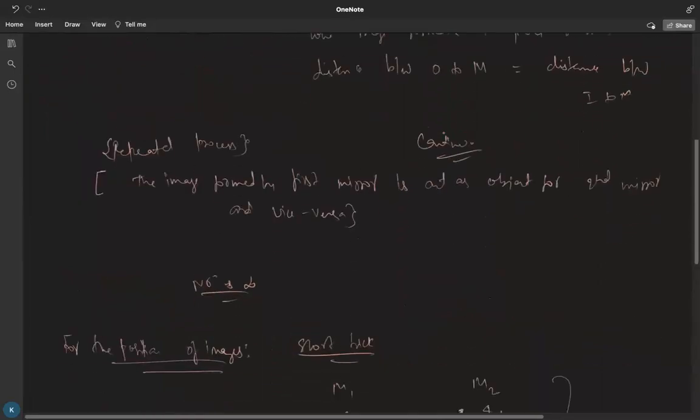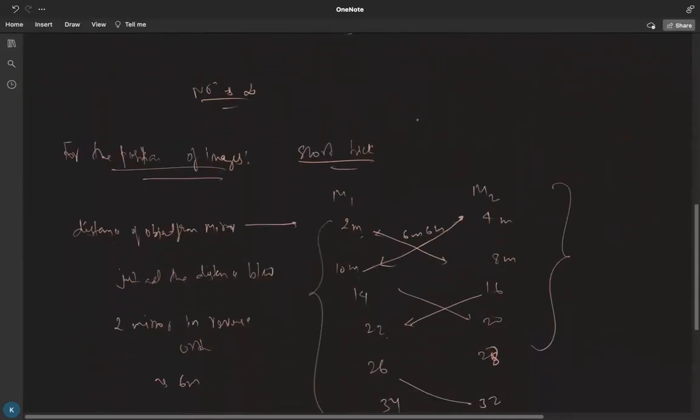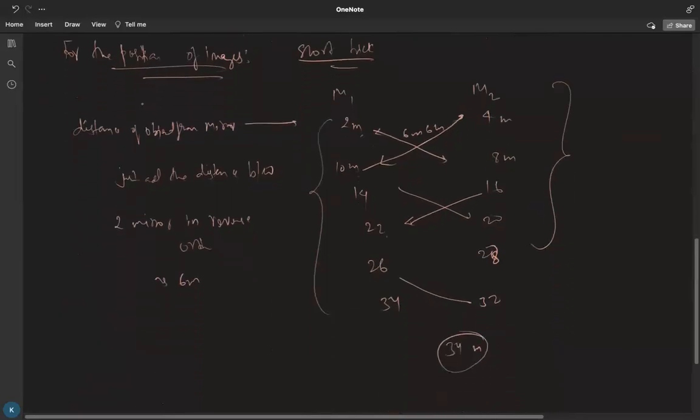So there is a shortcut trick which I'm going to tell you, for the position of the images. First you have to write the mirrors. And in the first line, you have to write the distance of the object from each of the mirrors. So the distance of the object from M1 is 2 meters, and from M2 is 4 meters. Now what you have to add? You have to add the distance between the mirrors in reverse order, or you can say diagonally.